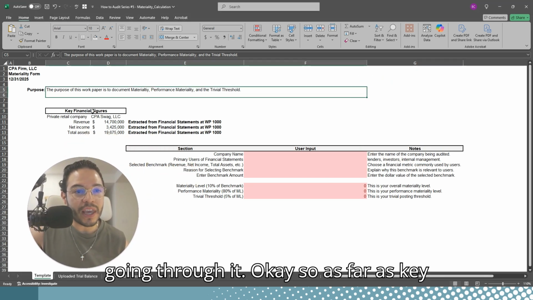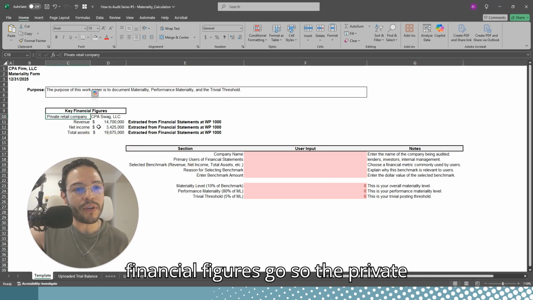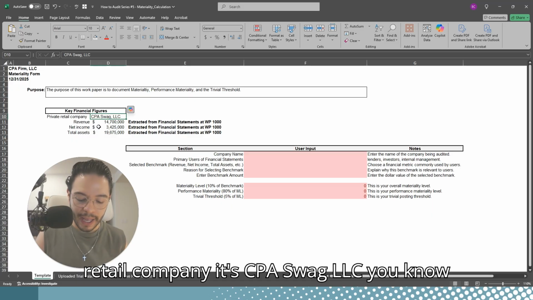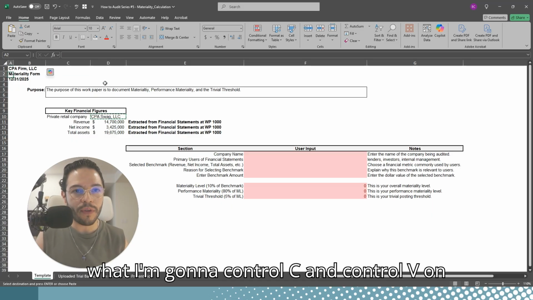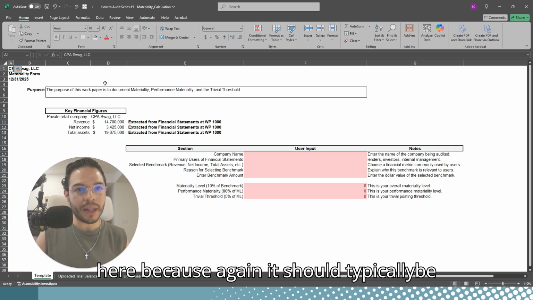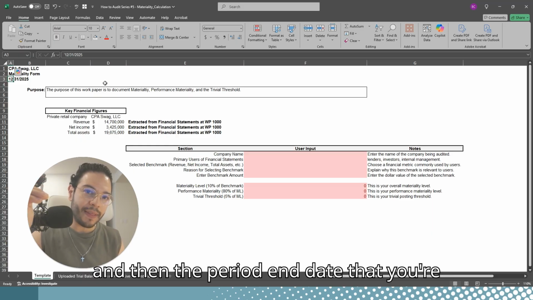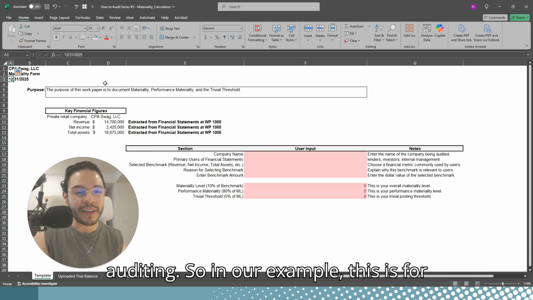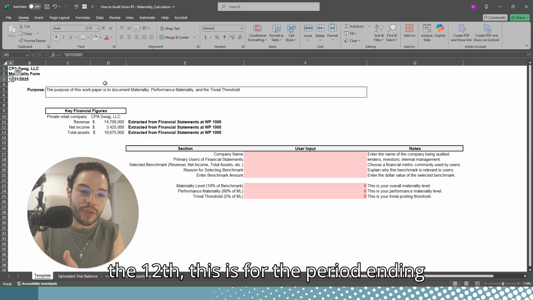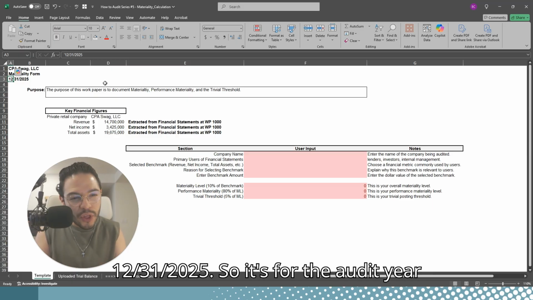Okay, so as far as key financial figures go, so the private retail company, it's CPA Swag LLC. You know what? I'm going to Control C and Control V on here because, again, it should typically be the company that you're auditing, whatever form it's going to be, the form name or whatever you're working on, and then the period end date that you're auditing. So in our example, this is for the period ending 12/31/2025. So it's for the audit year 2025.